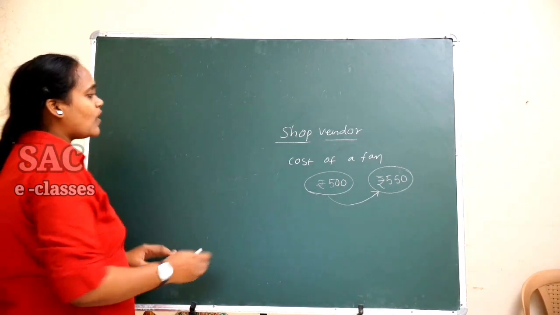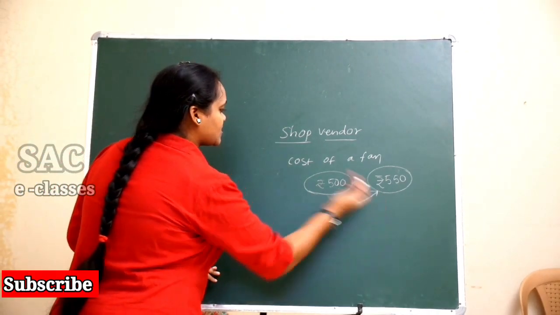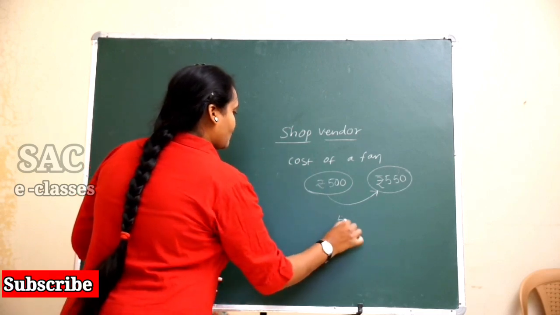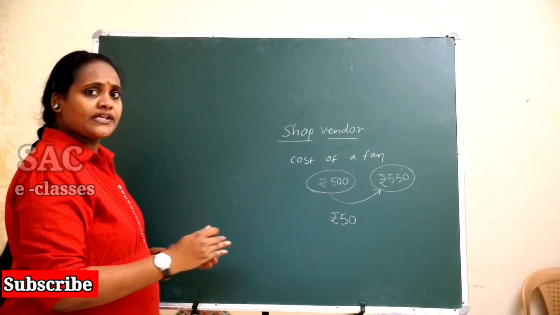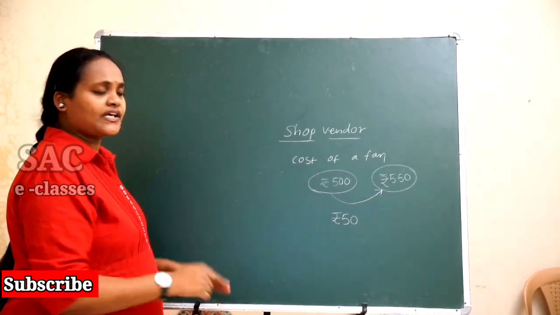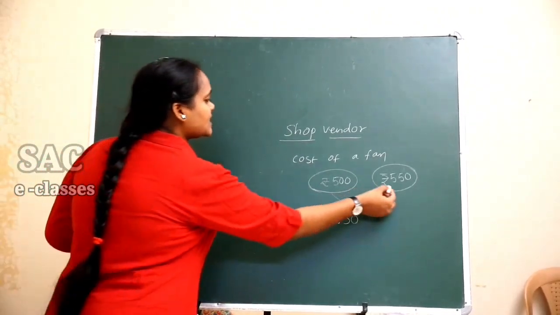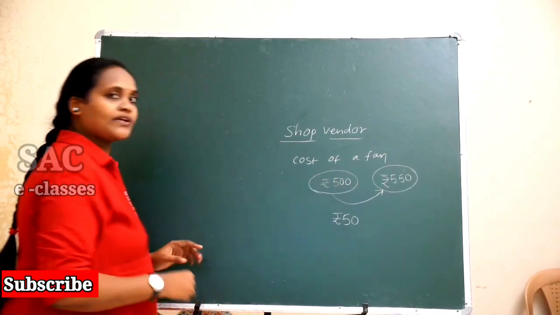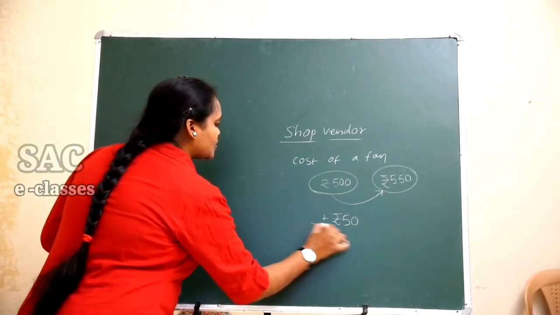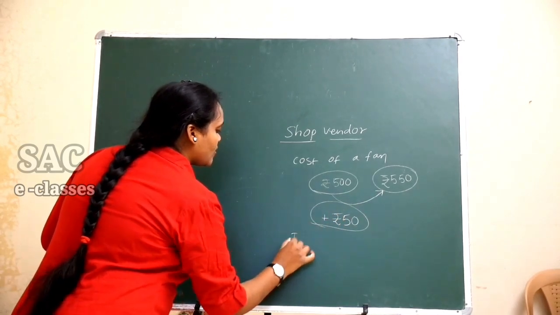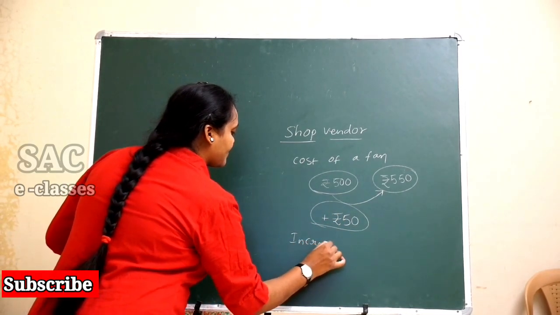Can you say what is the change in the cost of the fan? It is 50 rupees. Is that 50 rupees an increase or decrease? Obviously it is increased from its previous value. So the change is a positive change. We call this kind of change an increment.